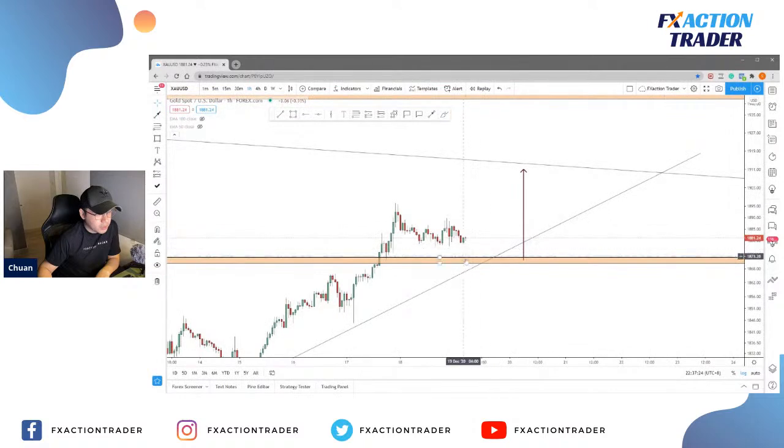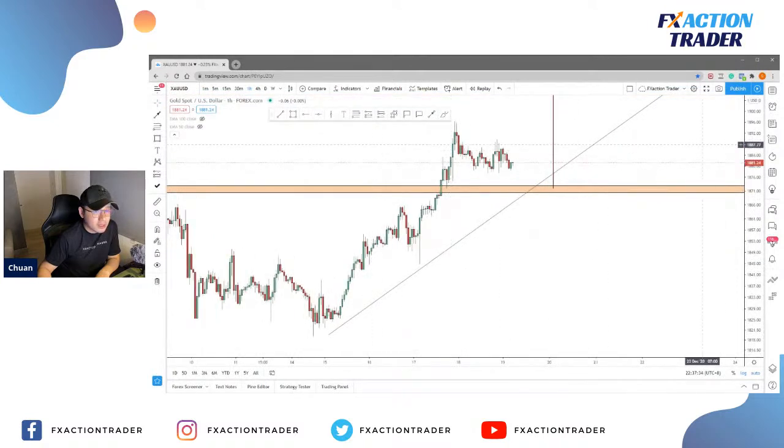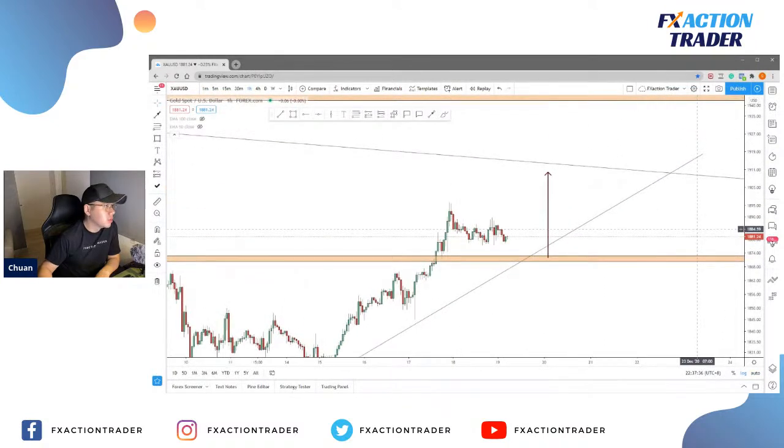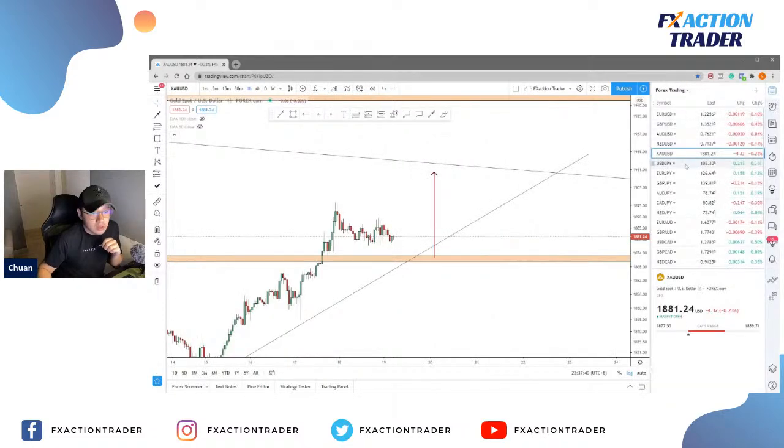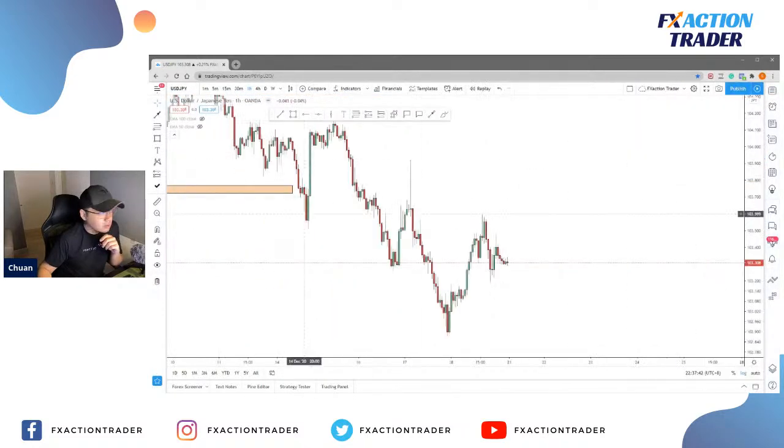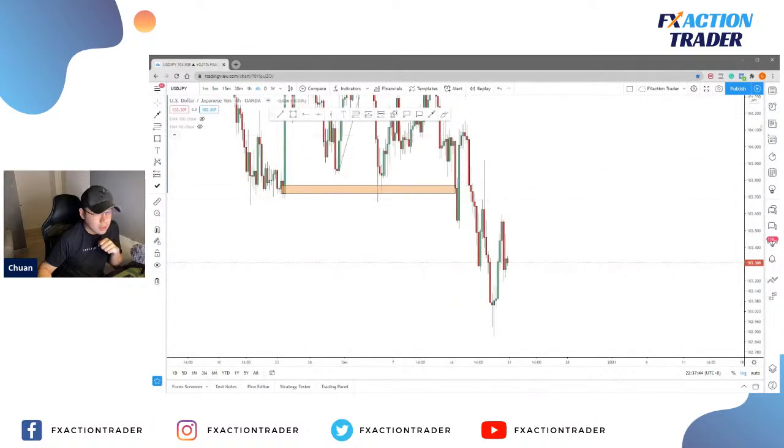So we just wait patiently at this level, and we try our best to minimize the risk, because gold is very volatile. Try your best to look for the best setup if you are trading pairs like gold or crude oil. All right, let's have a look at dollar yen.